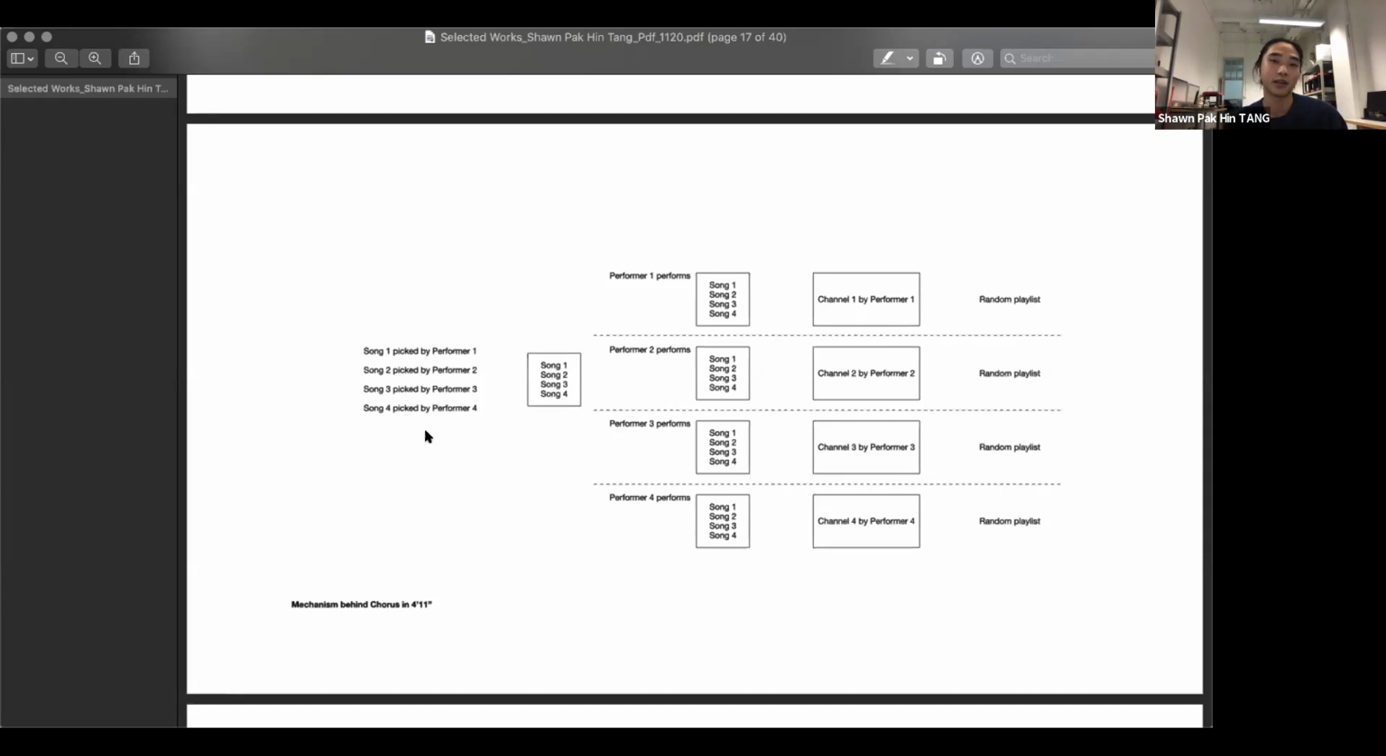And then we have a pool of 4 songs. I asked performer 1 to perform all these 4 songs for me. But they didn't know beforehand what songs they were going to perform. It's totally like a Google. They will listen and then perform.